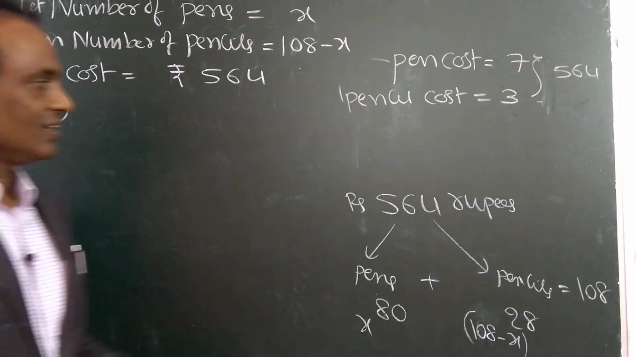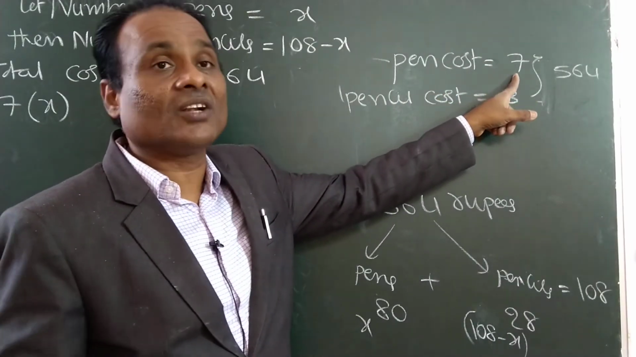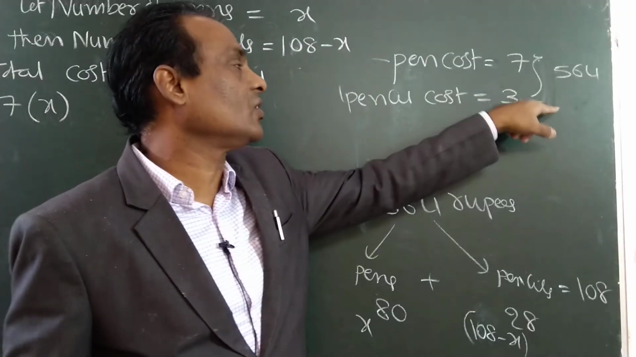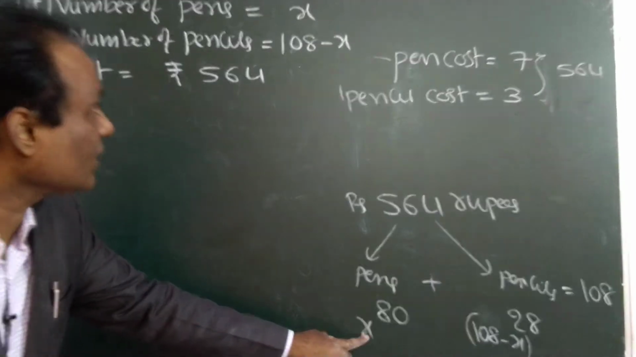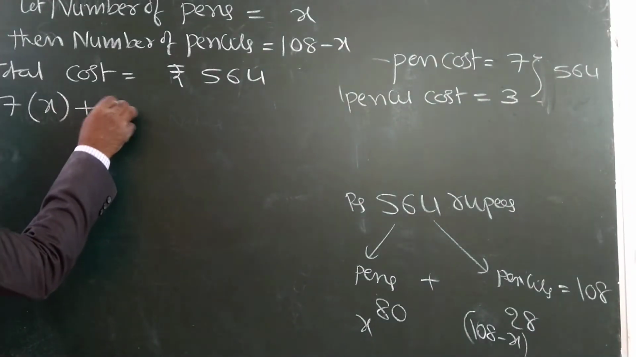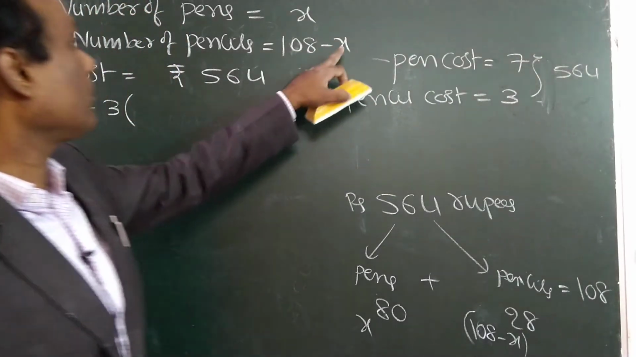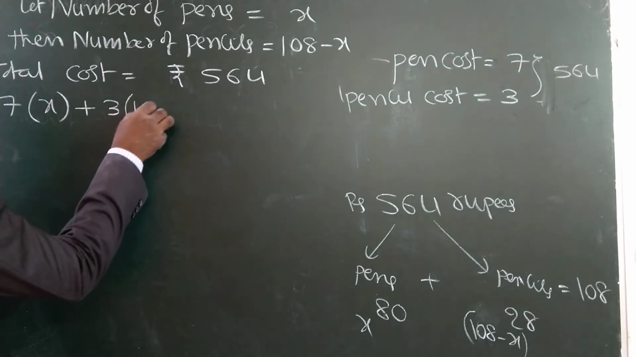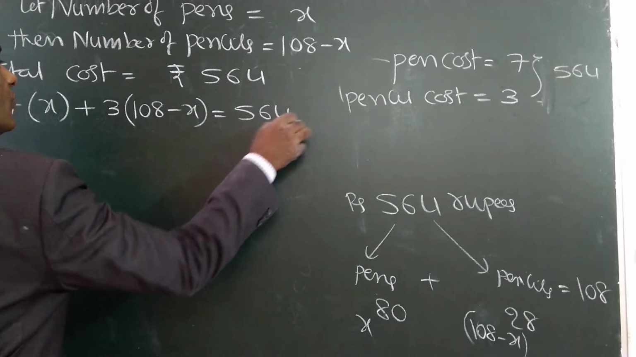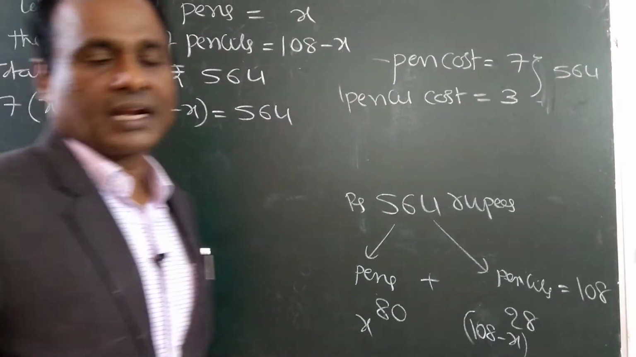x pens. Each pen is 7 rupees. 5 pens, 7 into 5. 10 pens, 7 into 10. 20 pens, 7 into 20. So how many pens are we purchasing? x. 7 into x. What is the cost of a pencil? 3 rupees. How many pencils are we purchasing? 108 minus x. But the total should be 564. Do it and get x. That is the process.